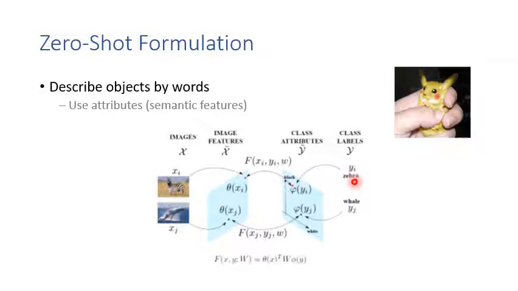So by using these semantic features, we can convert. Of course, we need to have extra layers to convert our image features into semantic features. Let's call them attributes, and then we will search in our new semantic feature space and find the right answer for our new class.